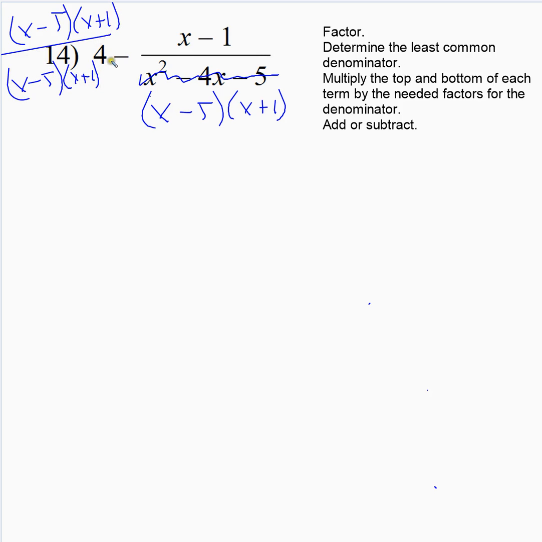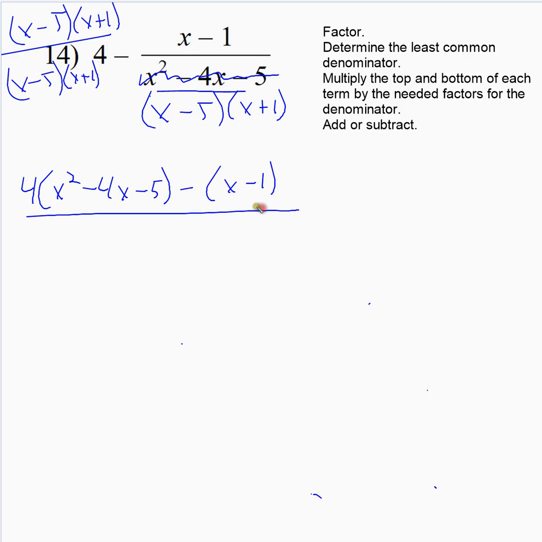So multiply top and bottom by that. So what I'm going to do here, I'm going to put a 4, and then I have x minus 5 times x plus 1. Well, that came from this, so I know that 4 is going to be multiplied by that. And then minus the x minus 1. That's all over our common denominator of x minus 5 times x plus 1.